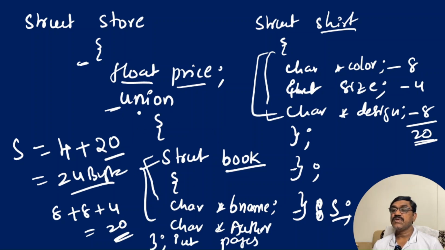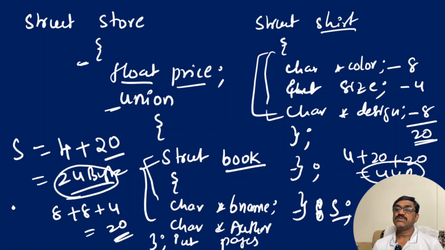If there is no concept of union, if you create only structured variables, the memory is allocated individually. That means the total amount of memory allocated, if you don't use the concept of union, is 4 bytes, and 20 bytes for the structure variable book, and 20 bytes for the shirt variable. Total 44 bytes of memory is allocated. Out of 44 bytes, we are just going to use 24 bytes, which means 20 bytes of memory we have saved. That is the main application of using unions. So we are using unions inside a structure. This is a very, very important application of unions.